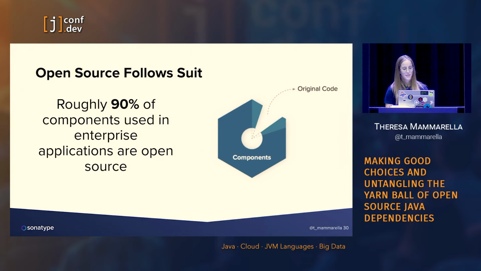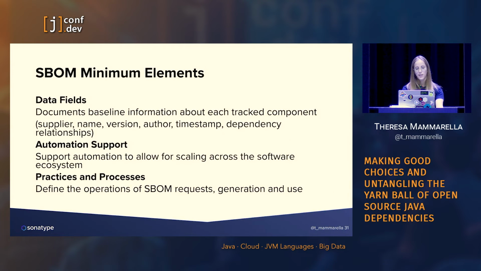So what exactly does an SBOM look like? This is the minimum number of elements that are defined by the executive order. So there are data fields to show things like the supplier, the version, and when it was built. It's to support automation, so being able to create it automatically and scale across software ecosystems. And also, the standard should define the operations of requests, generation, and use. So what is the relationship and how does it work when I ask for one, etc.